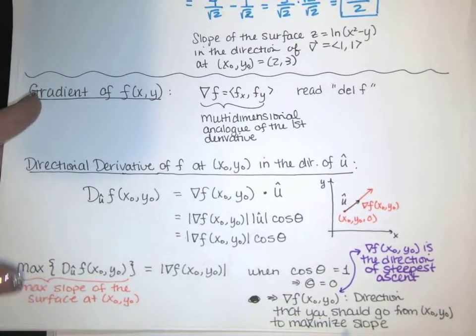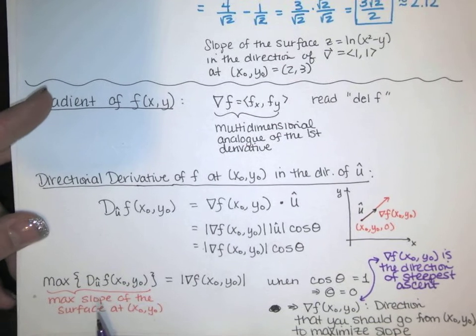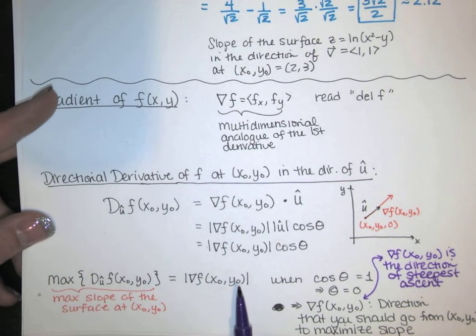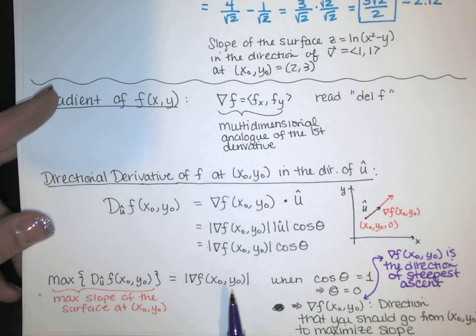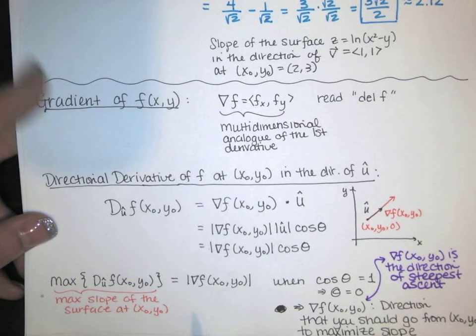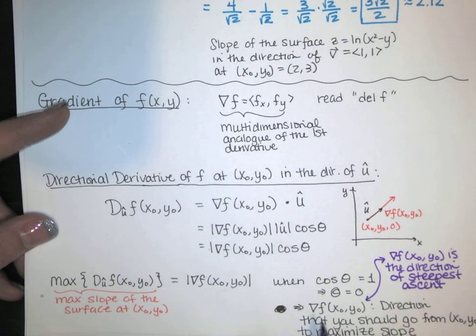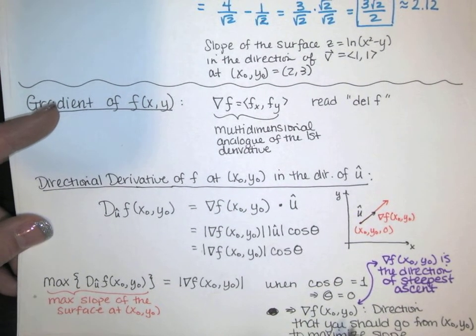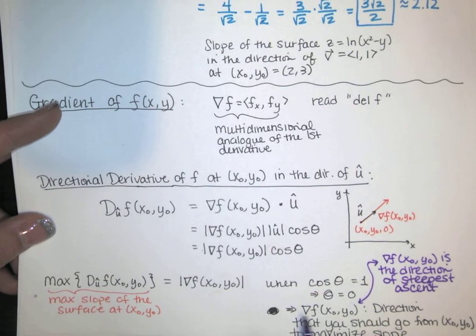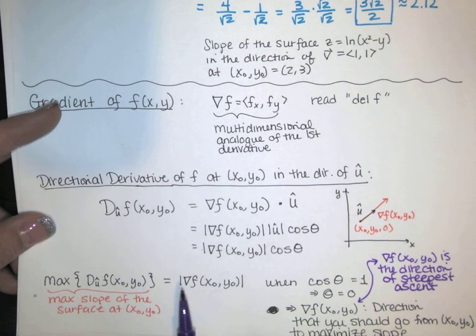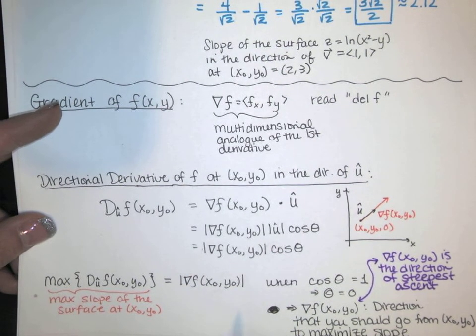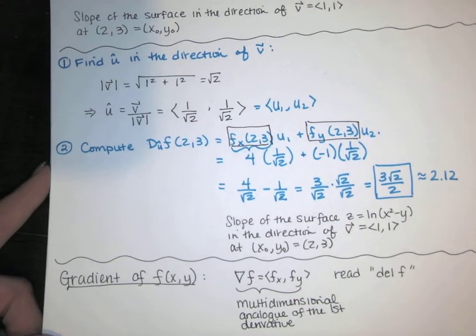Okay, so you're standing on a mountain. You're standing at a particular point, x naught, y naught, and the corresponding z-value, and you say, which way should I go to maximize my slope? Well, you go this way. You go in the direction of the gradient. And as you go in that direction, the slope of the surface is going to be given by the magnitude of the gradient. So let me write that down.